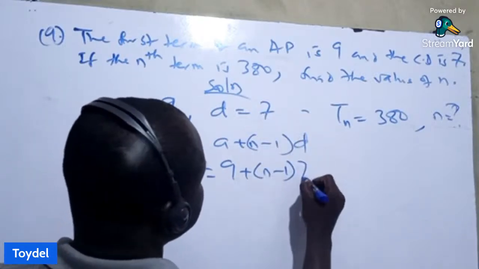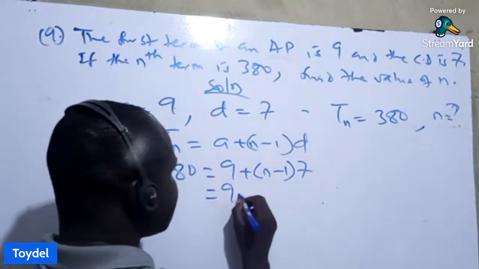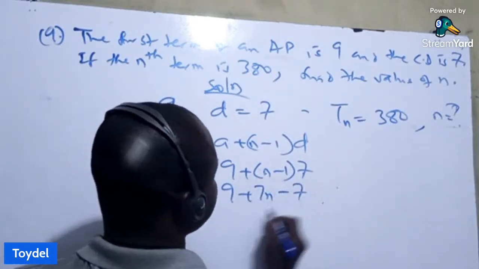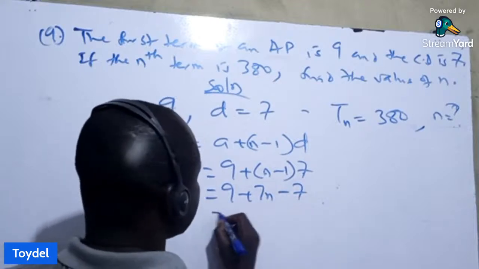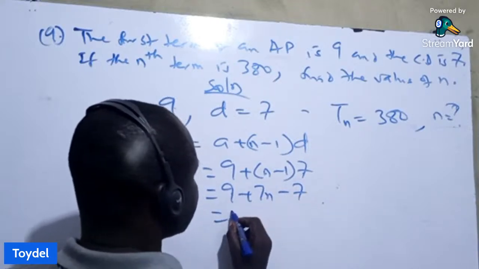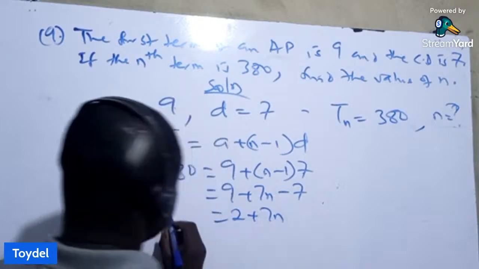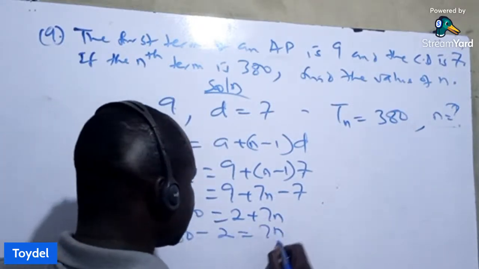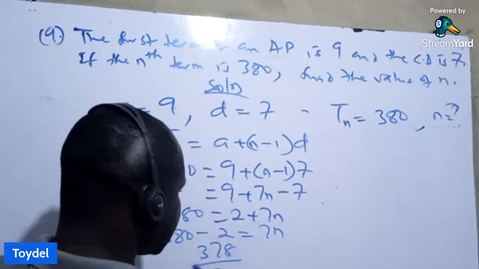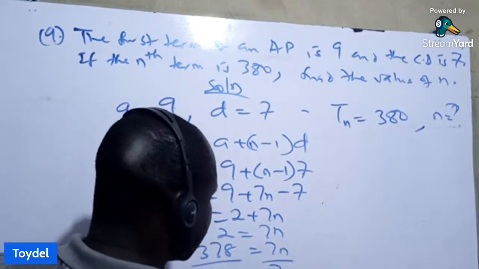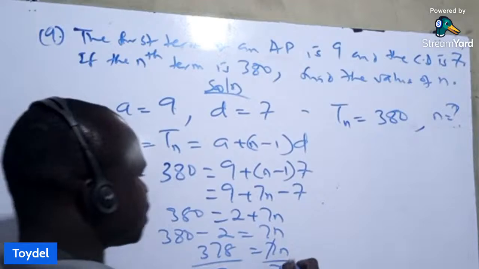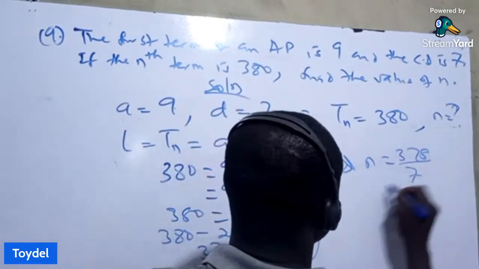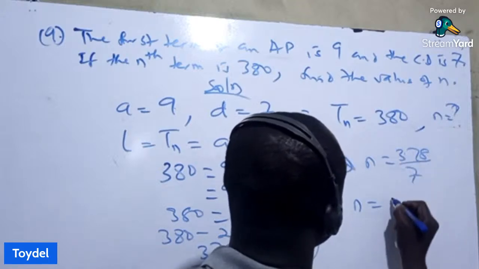Then d is given as 7. From there, I can get 9 plus 7 times n, that will be 7n minus 7. So this is equal to 9 minus 7, which is 2, plus 7n. Then this is 380. So 380 minus 2 is equal to 7n. Then this will be 378 is equal to 7n. I divide both sides by 7. This will cancel this. Then what is n? So n will be equal to 378 divided by 7.